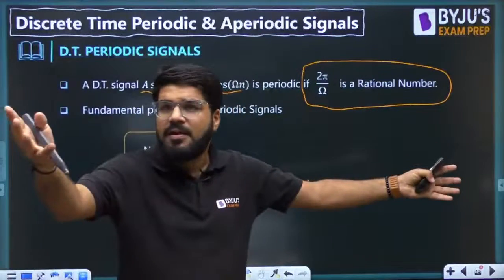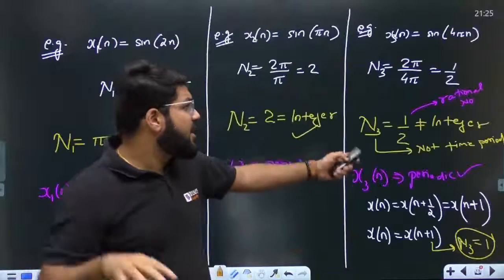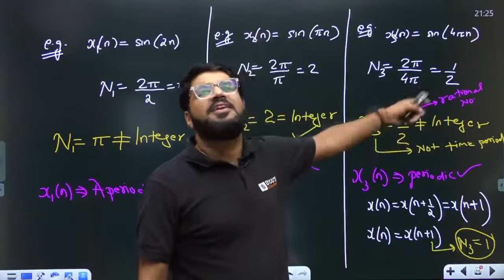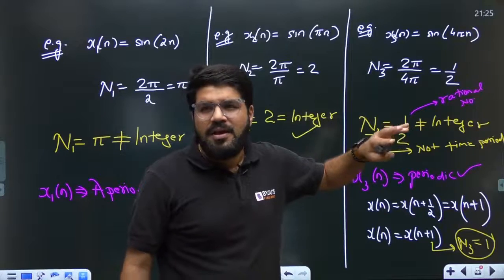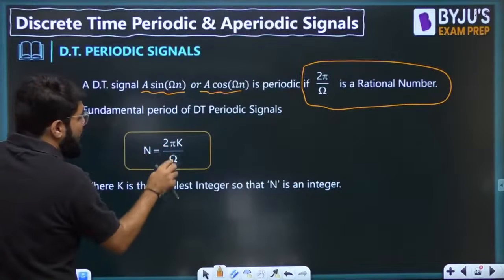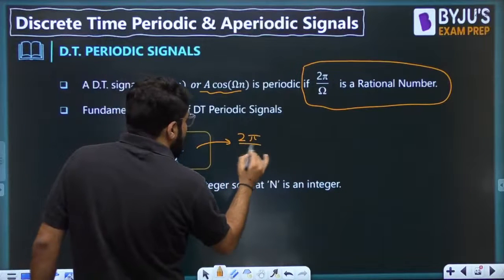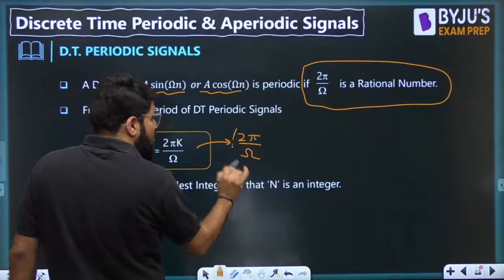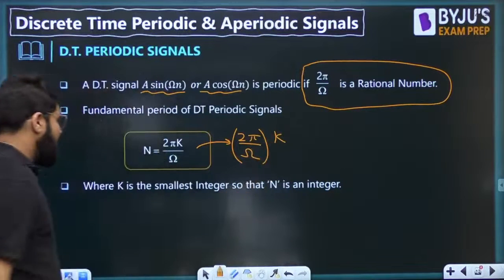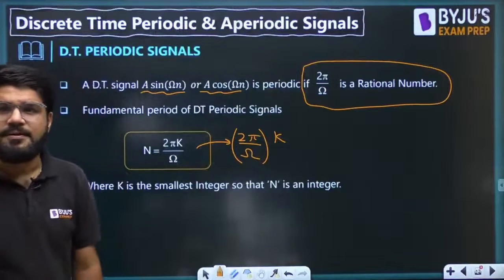Then what is the period? If it is directly an integer, then that is the period. But if it is a non-integer like 1 by 2, multiply by the denominator. Formally we write it like this: the period is 2 pi k by omega, that is, 2 pi by omega, which is rational, multiplied by some number k, where k is the smallest integer, so that the final time period becomes an integer.